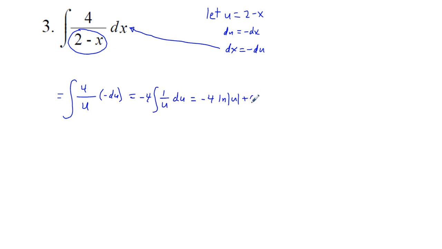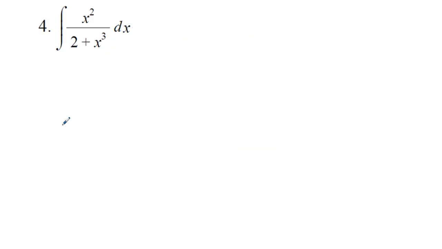plus c. And working below, we're going to take our 2 minus x, replace this u right here. So we get negative 4 natural logarithm of absolute value of quantity 2 minus x plus our constant of integration c. And this is going to be our answer. Next, problem 4.